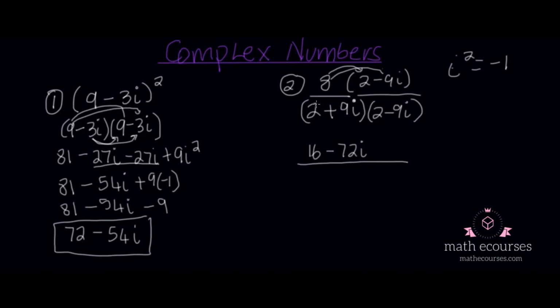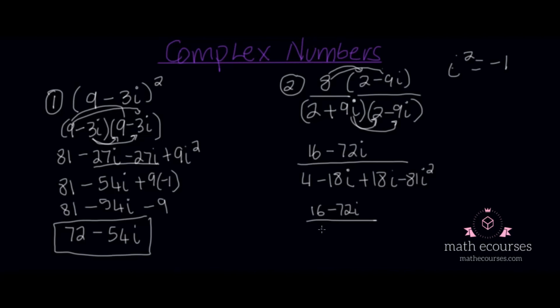In the denominator, I'm going to go ahead and FOIL this out. 2 times 2 is 4. 2 times -9i is -18i. 9i times 2 is a positive 18i. And then 9i times -9i is -81i squared. The numerator is as simplified as it can get, so we're going to keep that the same.